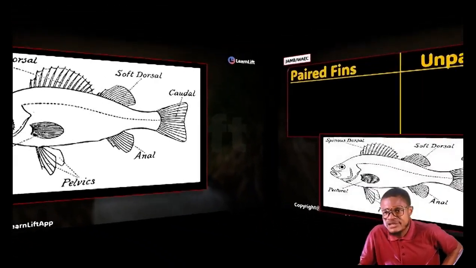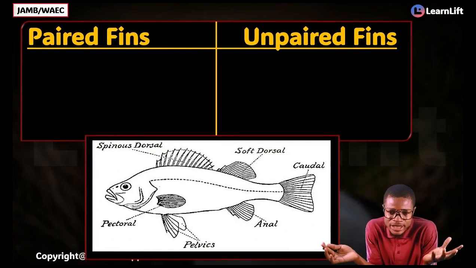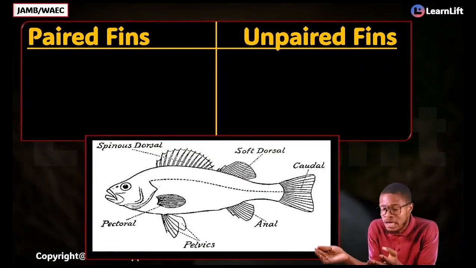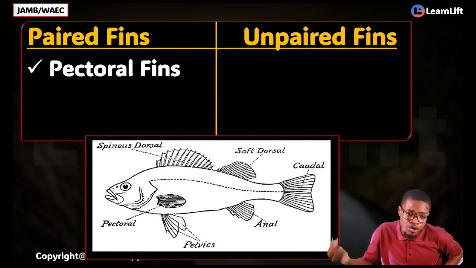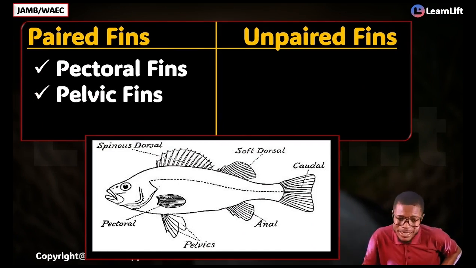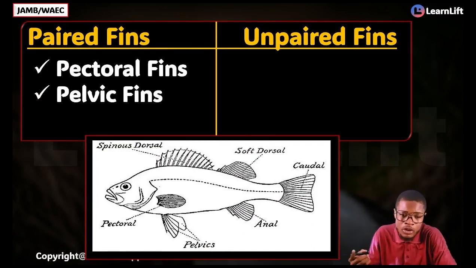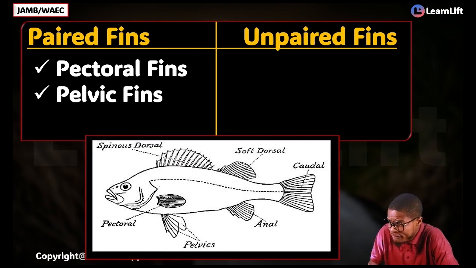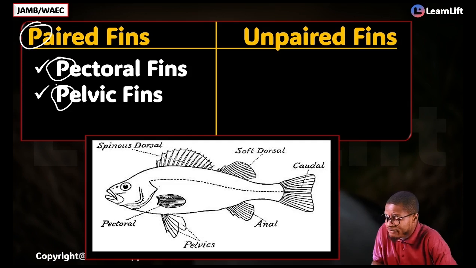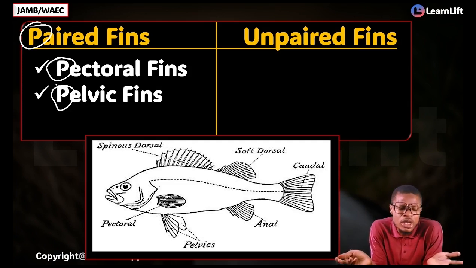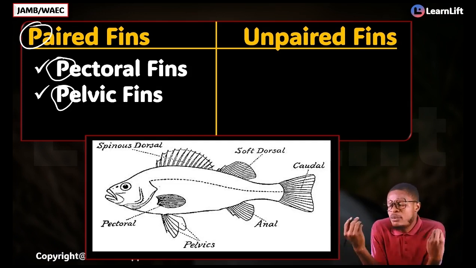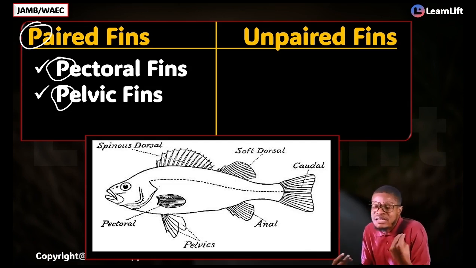Now look at this very quickly. Fins are divided into 2, paired and unpaired. What are the paired fins that we have? Number 1 is called the pectoral fin. Number 2 is called the pelvic fin. So the fins: P for paired, P for pectoral, P for pelvic. You are out of there. So the paired fins, all of them start with P: your pectoral fin and your pelvic fin.